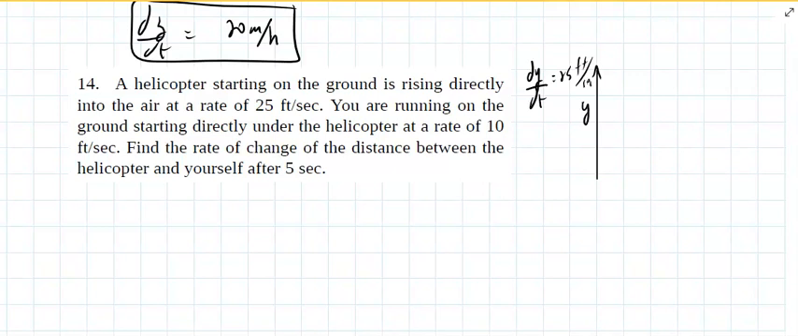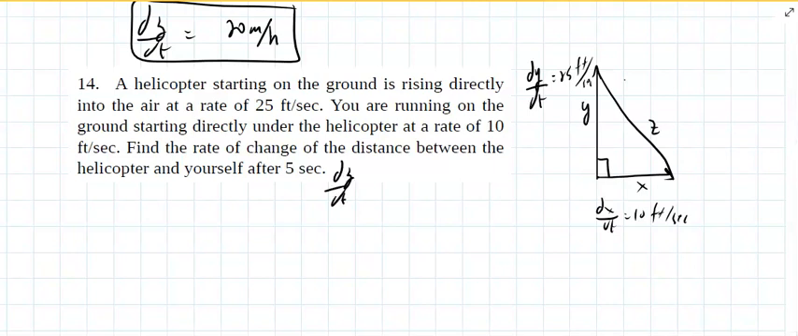You are running on the ground, starting directly under the helicopter. This is you, at a rate of 10 feet per second. Let's say you're running this way. If this is x, your rate is 10, not 5: 10 feet every 1 second. Find the rate of change of the distance between the helicopter and yourself. Call that z. So we're looking for dz/dt when 5 seconds have elapsed.